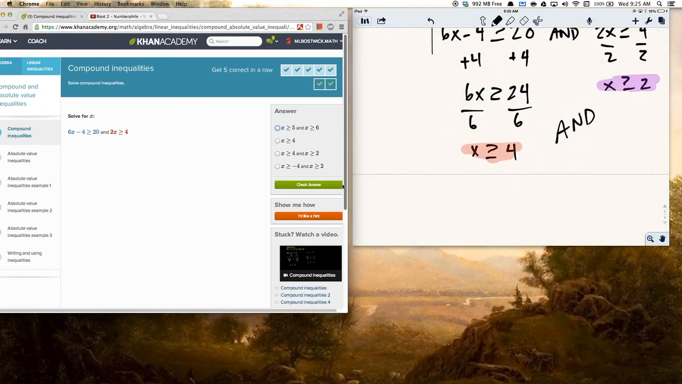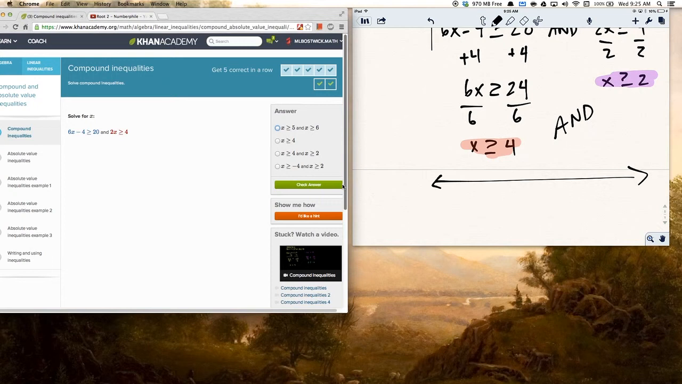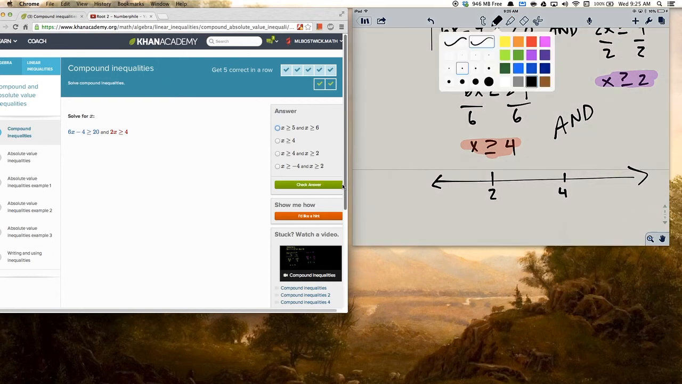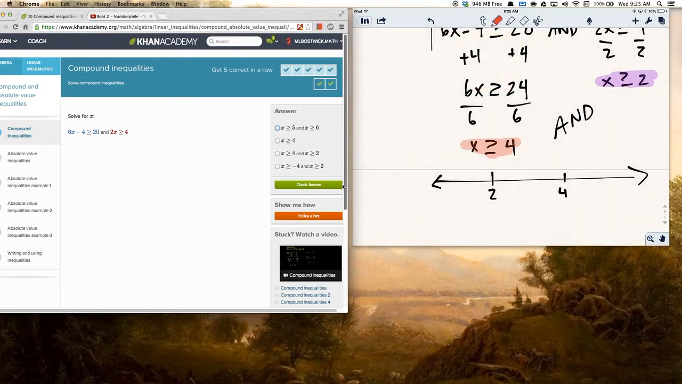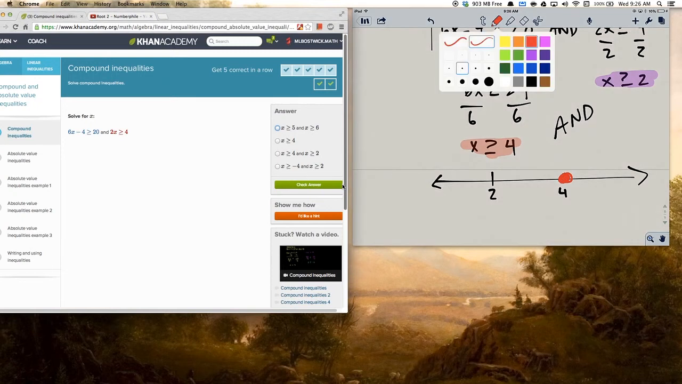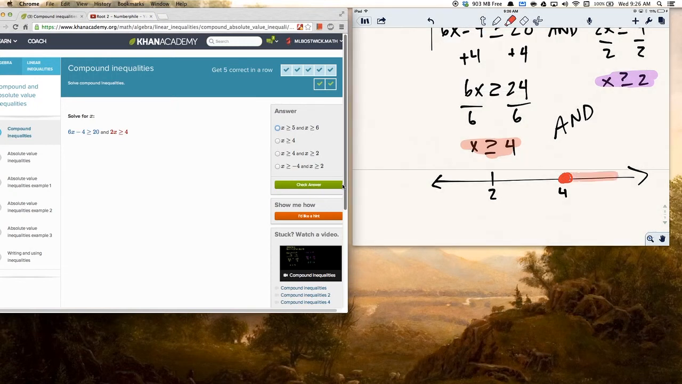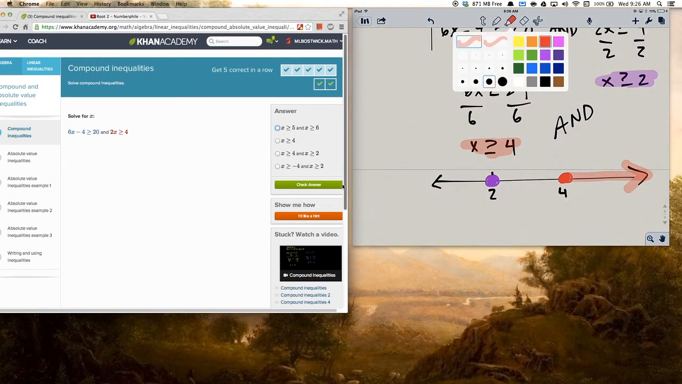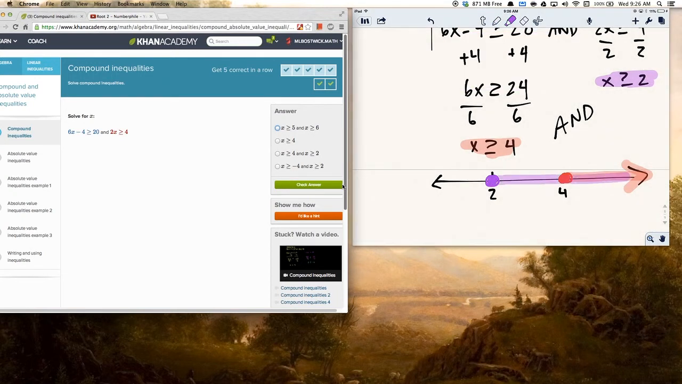So I'm going to go ahead and draw my number line. So "and" means that they both have to be true. And so I'm going to put 2 and 4 here. First things first, I'm going to do x is greater than or equal to 4. So those are numbers that are here, closed circle, and to the right, because those are the numbers that are bigger than 4. So let's do x is greater than or equal to 2, closed circle, and I'm going to shade again to the right.